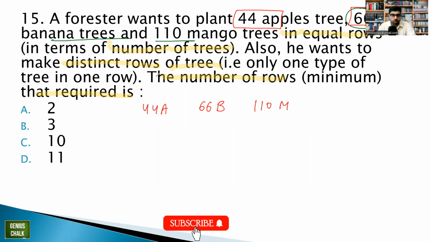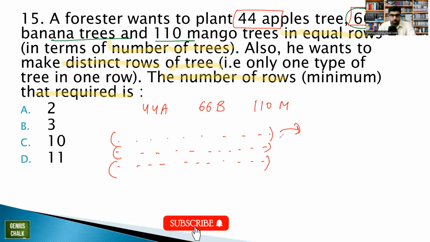What is the meaning of equal rows? Equal rows means that there are 44 apple trees, 66 banana trees, and 110 mango trees, and what you will do is try to place the maximum number in one row. You can say like this: 1, 2, 3, 4, 5, 6, 7 rows. This is a row, right? Row 1, row 2, like this. So how many trees will come in this first row, and the same number has to come in the others. So you have to make equal rows.